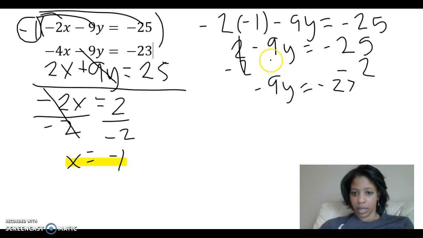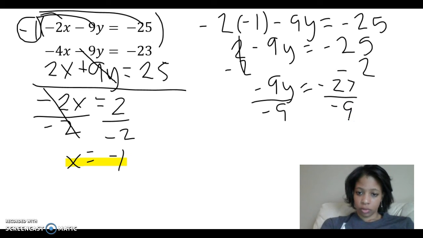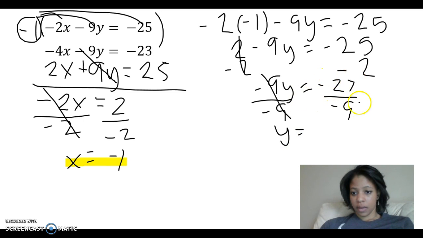Now you're solving for y. So you want to get rid of this -9. I'm dividing both sides by -9. So this cancels out. All we have left is y equals -27 divided by -9. It's going to be a positive 3.